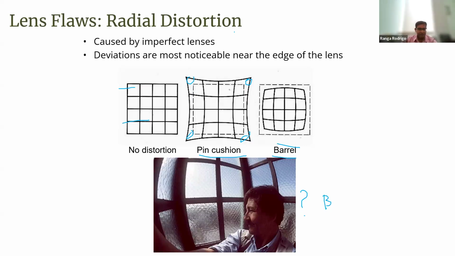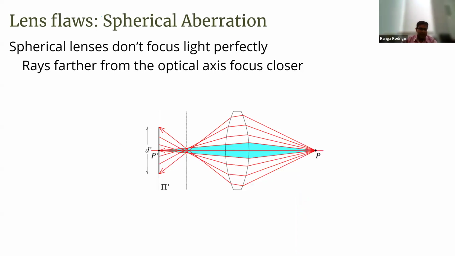Yeah. So then spherical aberration is there. Spherical lenses do not focus light perfectly. Rays further away from the optical axis focus closer. So you can see these rays, they have focused somewhere here, right? So this is the thing called spherical aberration.